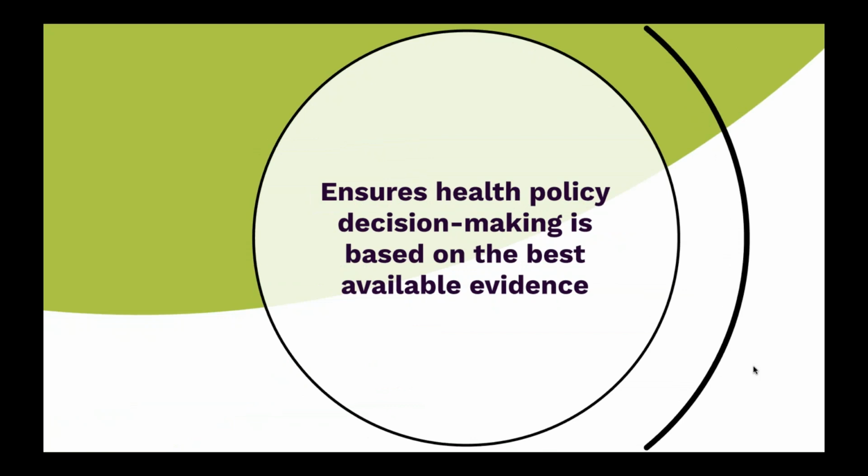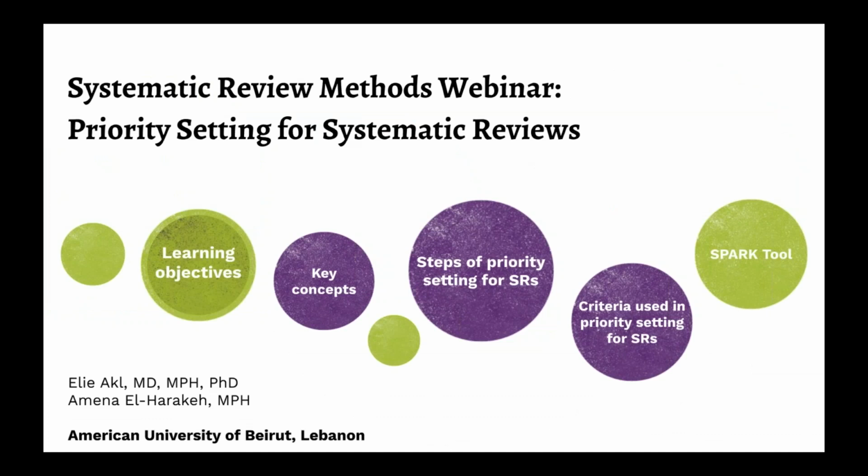Importantly, it ensures health policy decision-making is based on the best available evidence. And we know that the best available evidence is presented in systematic reviews. So that's part of the advantage of doing priority setting. So we'll move now to getting more into the details of the steps of conducting priority setting. So Amina is going to take over, and she's going to start by briefly telling us how we came up with these steps.